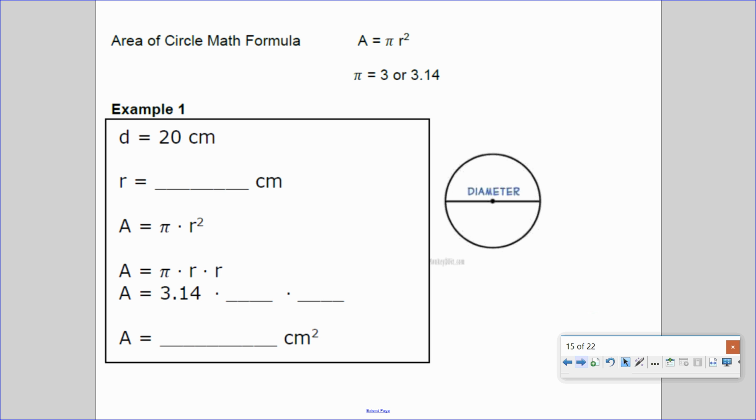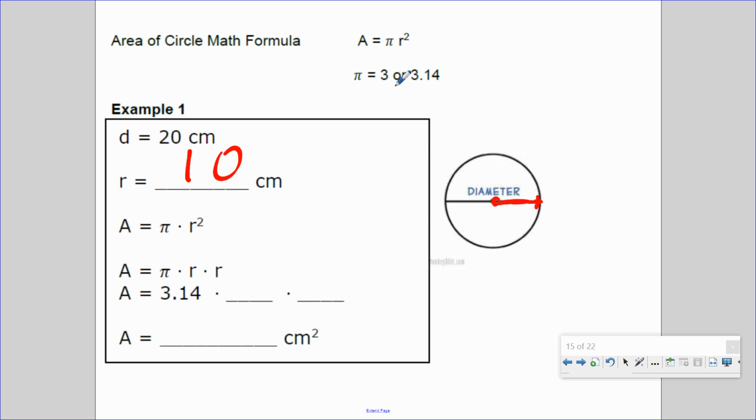So we're going to practice this. For example, here is a circle. The diameter of this circle is 20 centimeters. What would be the radius of this circle? Well, the radius is half of the diameter, so it would be 10 centimeters. To find the area, the inner part, the square centimeters of this circle, you have to use the formula pi times radius squared. So pi times radius times radius.